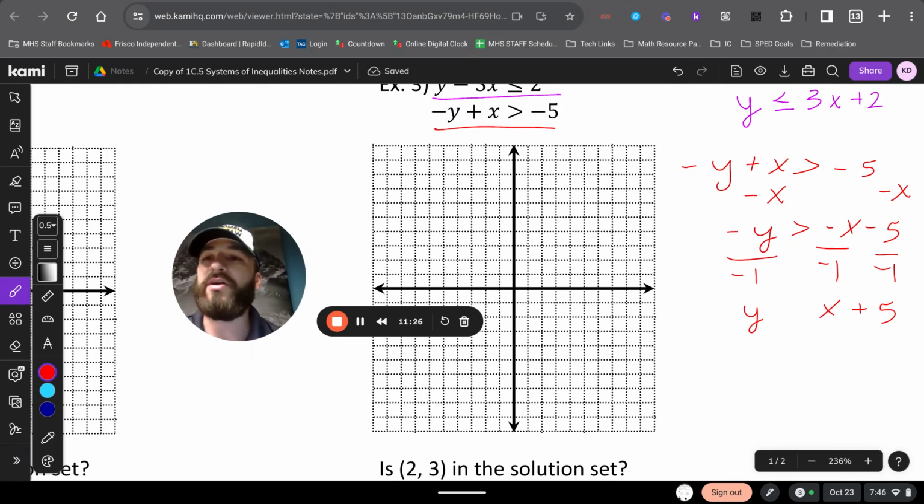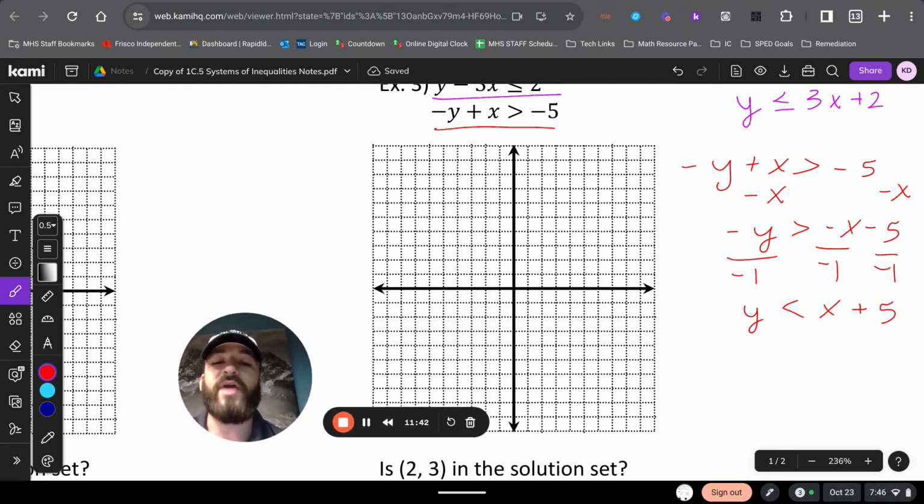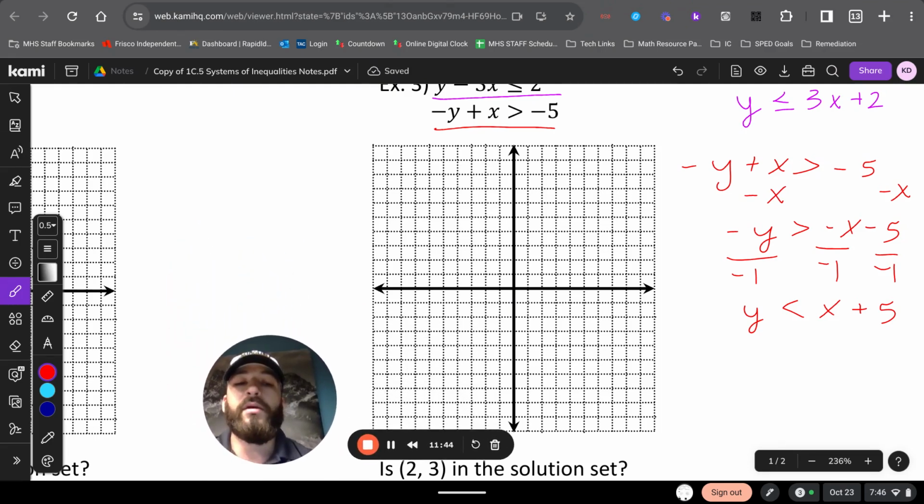Secondly, and this only occurs with inequalities, but when you divide or multiply by a negative, it's also going to cause that inequality to switch. So instead of it being a greater than like we started with, it's now going to be a less than sign. Okay, so important thing to note if you ever need to solve in our process of graphing.